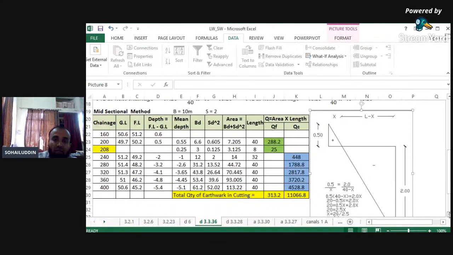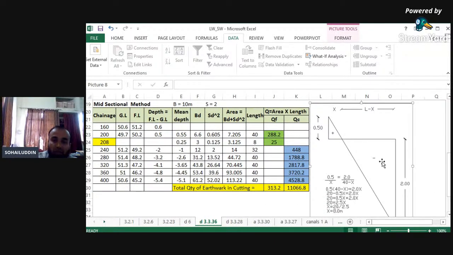Simple calculations are there in order to find out the depth related criteria. That is vertical divided by horizontal equals vertical divided by horizontal. Cross multiplication: 0.5 multiplied by (40 minus x), and 2 multiplied by x, that is 2x. Taking x terms common, 20 equals 2.5x, and x comes to be 8 meters. This change in chainage is from positive to negative. So this difference, this x, comes to 8 meters.